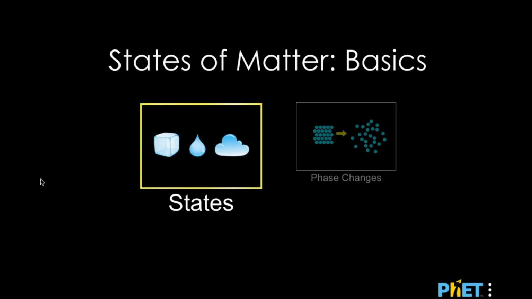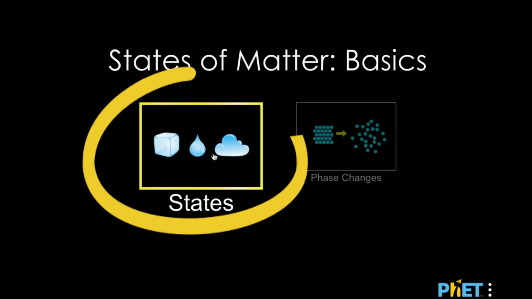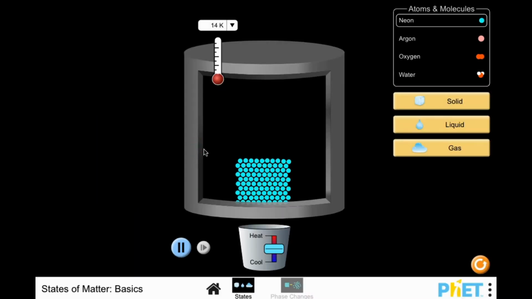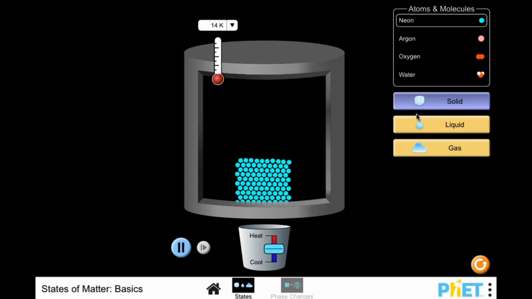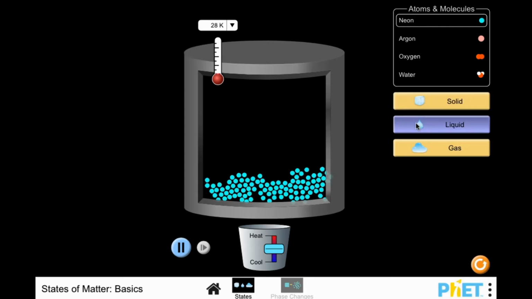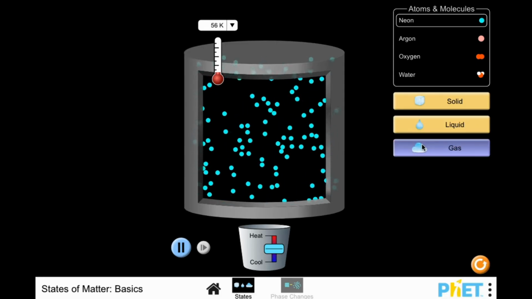In this part of your journey, you will be exploring how thermal energy affects matter. To get started, click on the simulation called States. Notice on the right the 4 types of particles that you can explore in this simulation: neon, argon, oxygen, and water. Your job is to compare each of these 4 types of particles in their solid, liquid, and gas states.